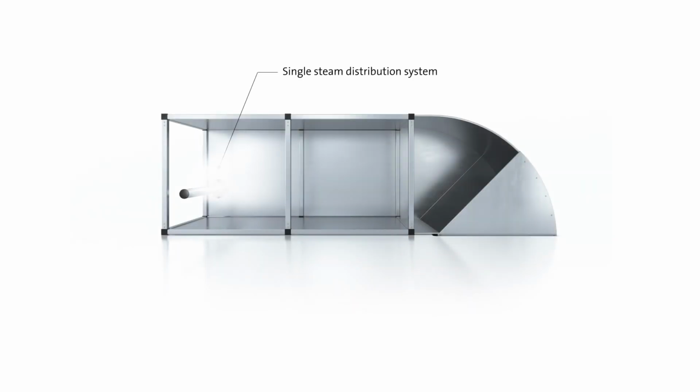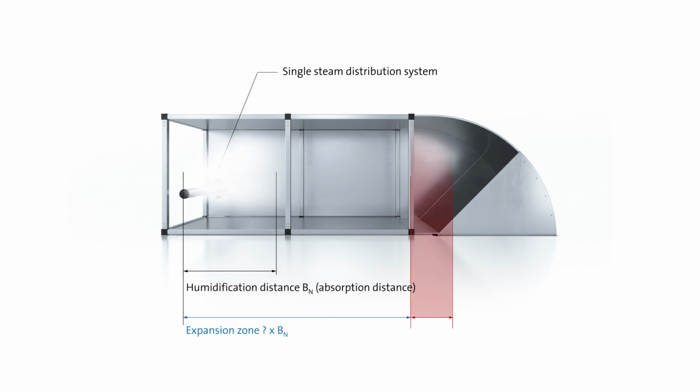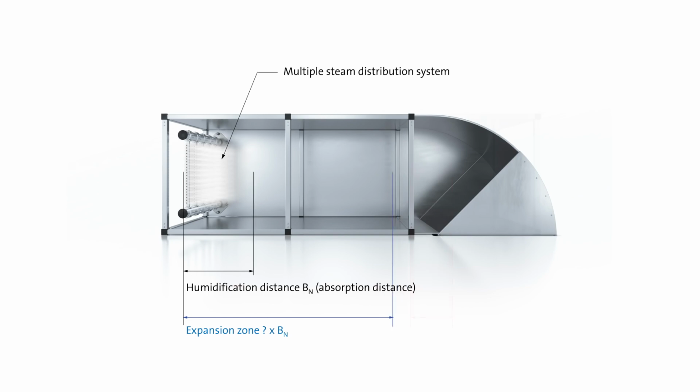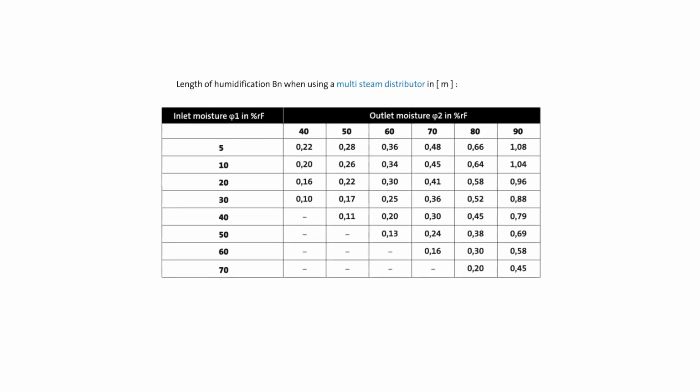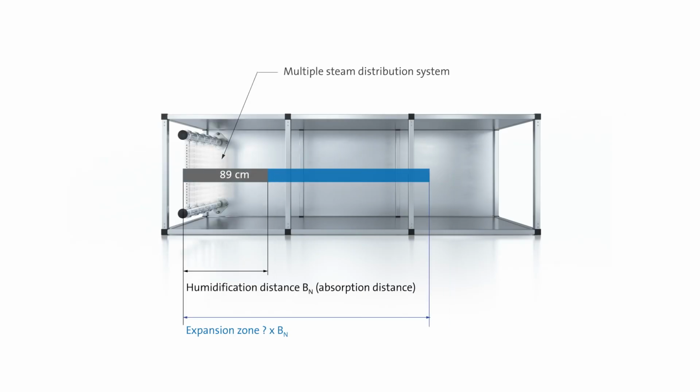If the available humidification distance is insufficient, the necessary distance can probably be shortened by a more homogeneous steam distribution, effectuated by a multiple steam distribution system. If the relative humidity of the inlet air amounts to 10% relative humidity and the relative humidity of the outlet air is 50% relative humidity, the necessary humidification distance is now reduced to 26 centimeters. In this way, the original distance of 1 meter could be reduced to just a quarter of this value.